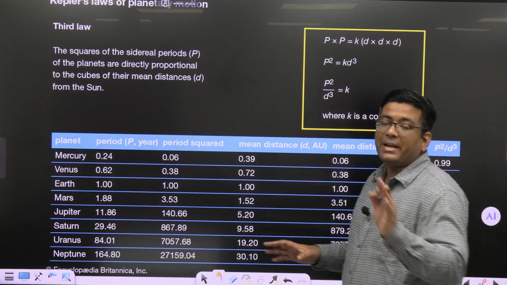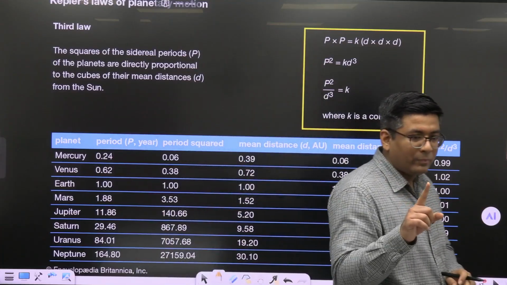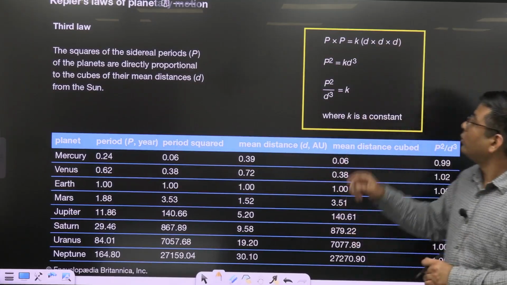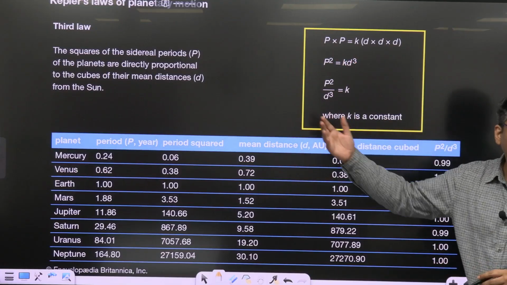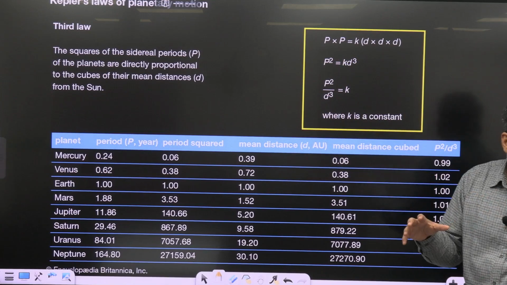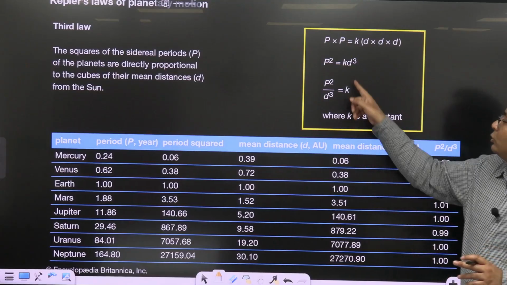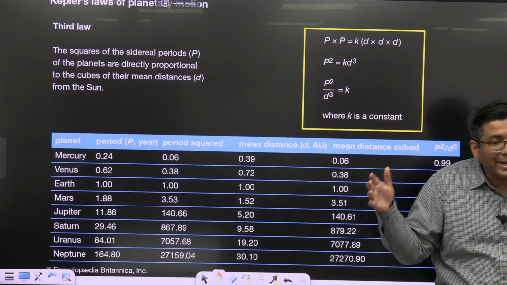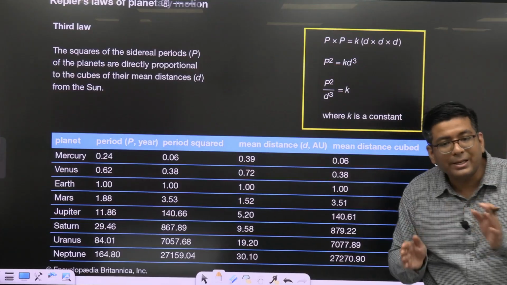So the time period of a planet to revolve around the sun once has a relationship with its distance from the sun. Here P is the time period of revolution. The square of the time period is directly proportional to the cube of the distance of the planet from the sun. So greater the distance, greater would be the time. Lesser the distance, lesser would be the time.